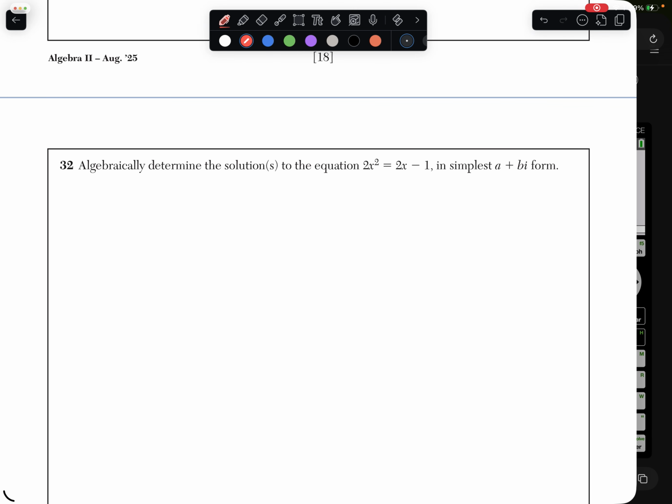Algebraically determine the solutions to the equation 2x squared equals 2x minus 1 in simplest a plus bi form. All right, so if it says to algebraically determine this and put it in a plus bi form, that means we're probably getting complex solutions. If the solutions are complex, then chances are we cannot factor, and we will have to use the quadratic formula, which works for any quadratic equation. It's just that it's going to be a little bit tough solving for it.